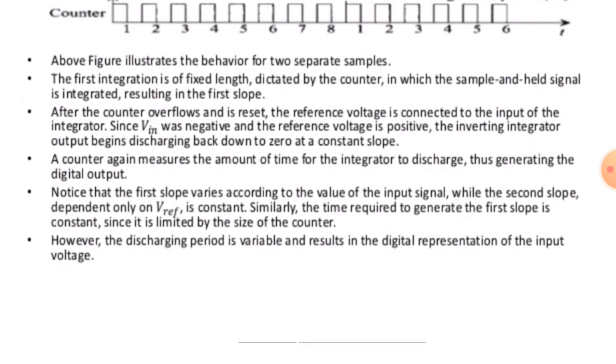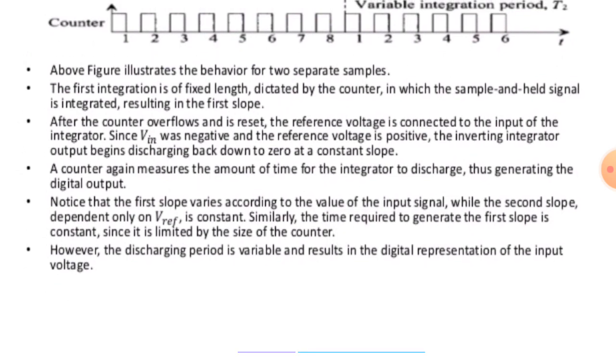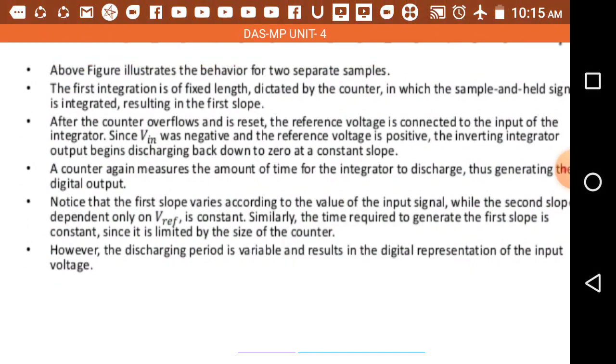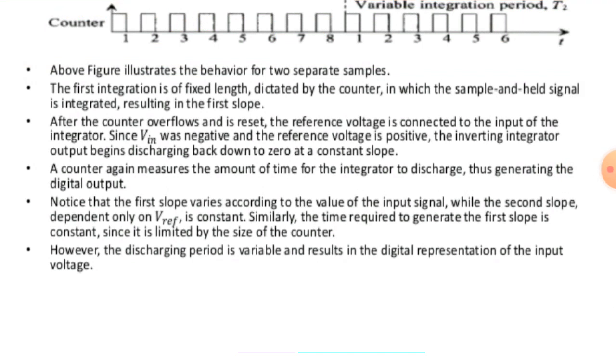Notice that the first slope varies according to the value of the input signal, while the second slope, dependent only on V reference, is constant. Similarly, the time required to generate the first slope is constant, since it is limited by the size of the counter. However, the discharge period is variable and results in the digital representation of the input voltage.